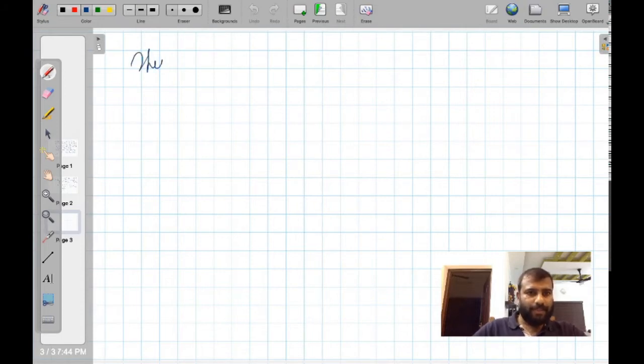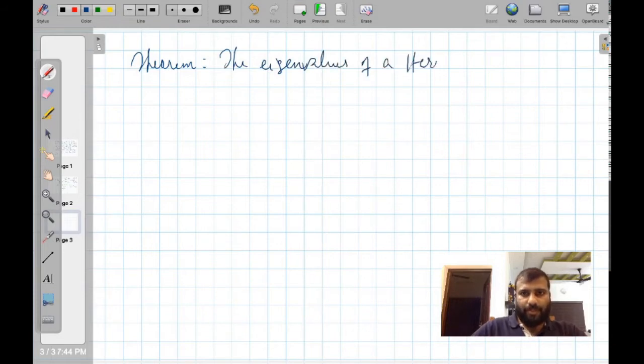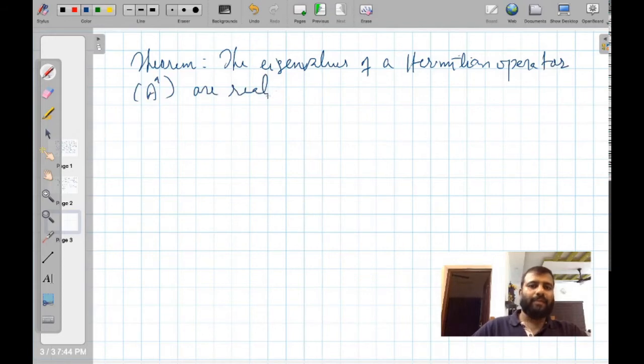The theorem states the eigenvalues of a Hermitian operator, say A, operator A, are real. They are real. The eigenvalues of a Hermitian operator would be real.